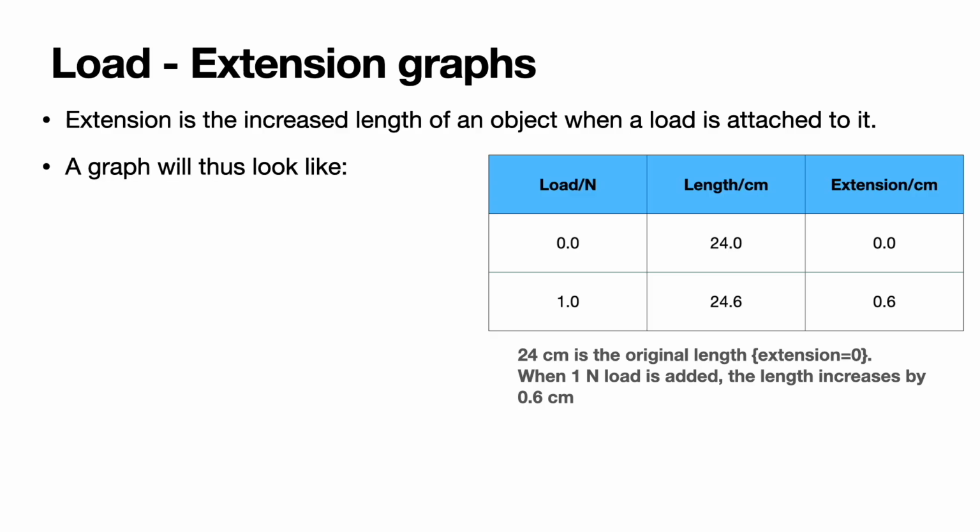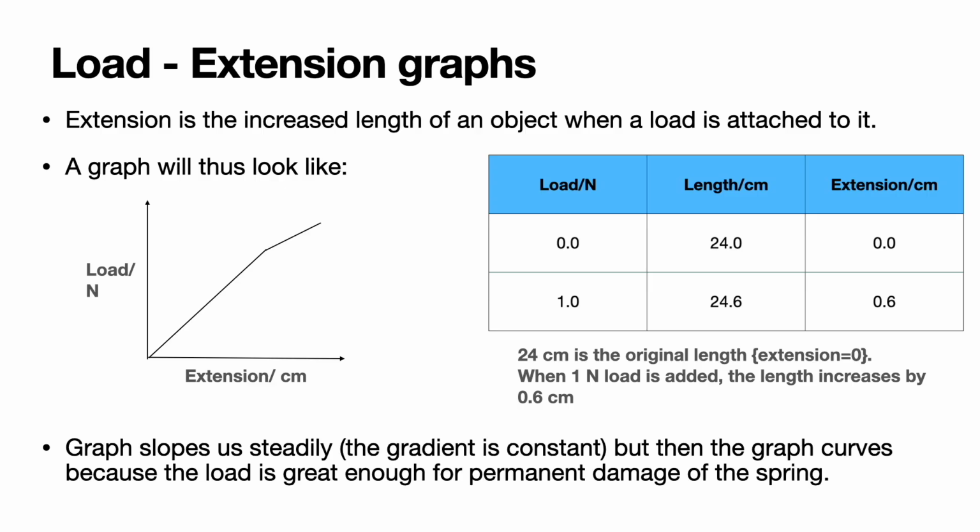When you keep increasing the loads applied to it, you can plot a graph where the load is the y-axis and the extension is the x-axis. At first you can see that the graph slopes up steadily. The gradient is constant, but then the graph curves after a particular point, because after that any load added is great enough for permanent damage of the spring.